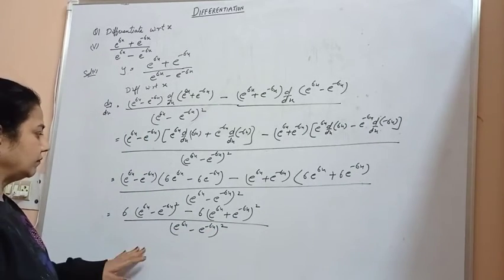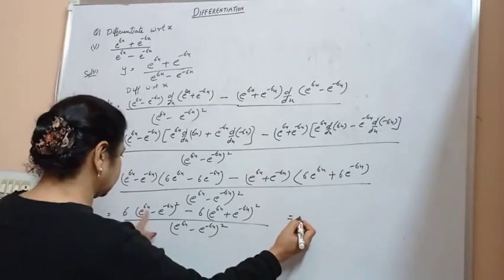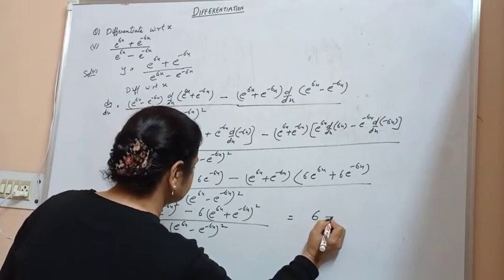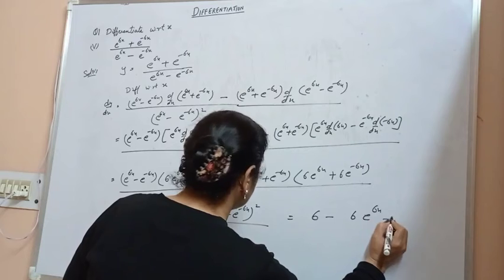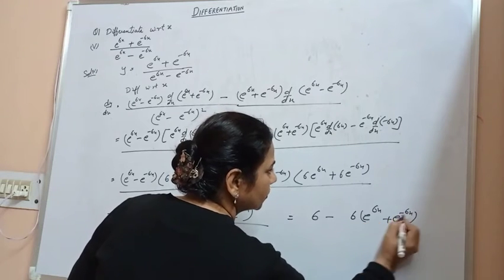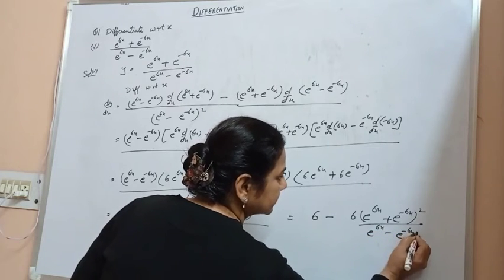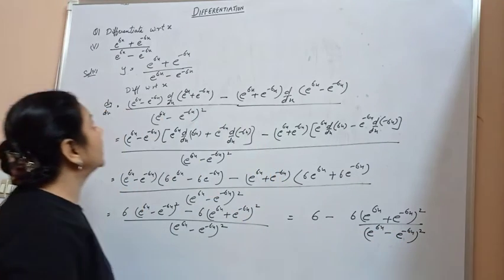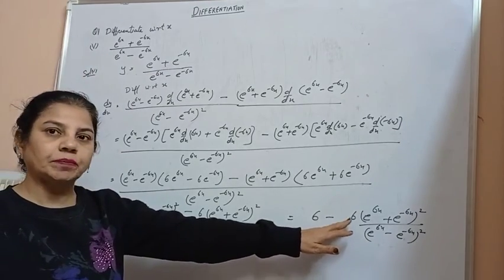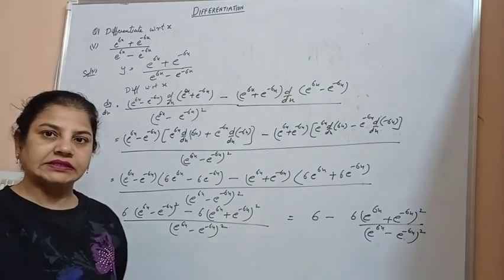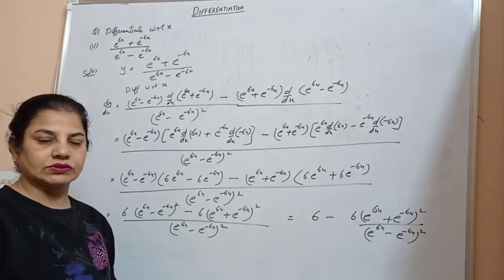So the derivative of the given function, if you separate this, this will cancel out. You are left with 6 minus 6 times (e to the power 6x plus e to the power minus 6x) whole square divided by (e to the power 6x minus e to the power minus 6x) whole square. So the derivative of this given function is 6 minus 6 times (e to the power 6x plus e to the power minus 6x) whole square divided by (e to the power 6x minus e to the power minus 6x) whole square.